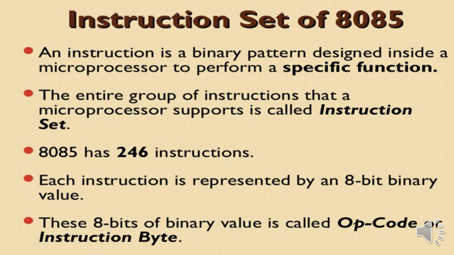The 8085 microprocessor has a large number of instructions available, that is, 246 instructions, but a smaller set of instructions is available in the 8051 microcontroller. In the 8085 microprocessor, each instruction is represented by an 8-bit binary value. This 8-bit binary value is also called the opcode, or otherwise the instruction byte.